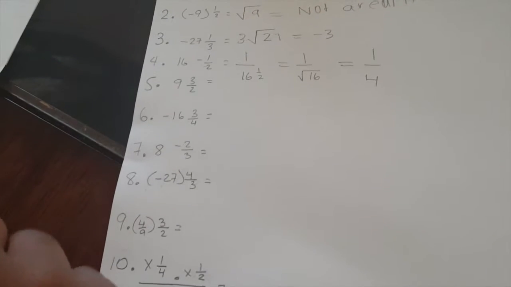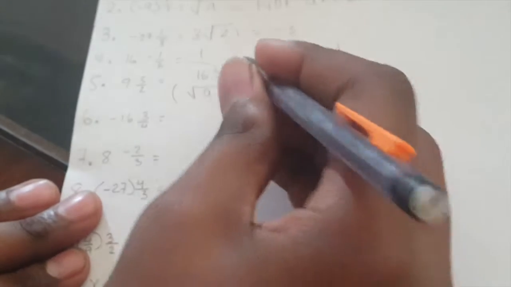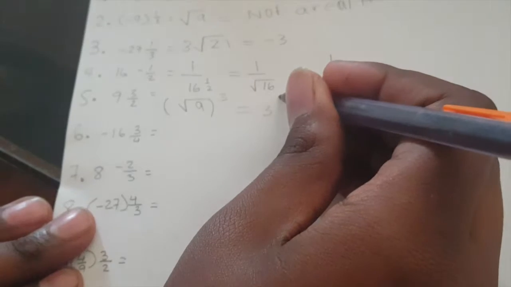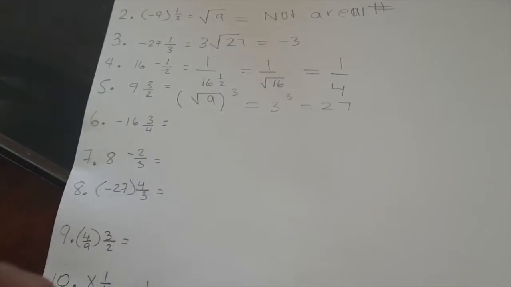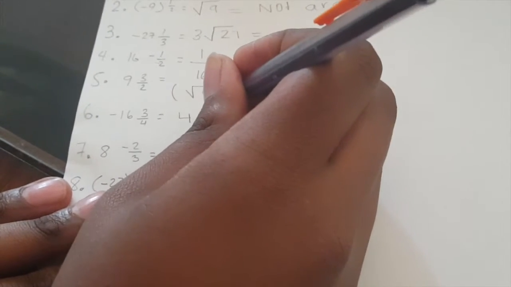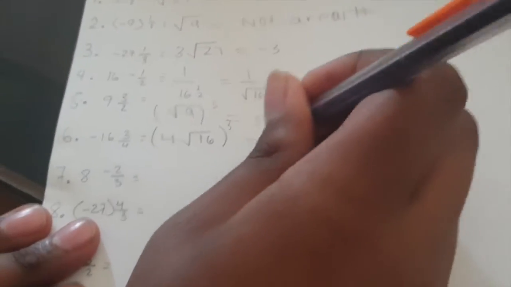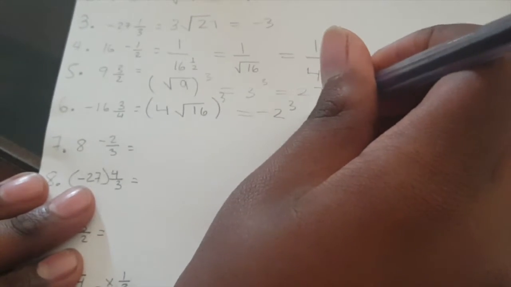For number 5, it's 9 over 3 to over 2. So then you would square root 9 and put that to the exponent of 3, which is 3 to the power of 3, which is equal to 27. For number 6, to solve this, you would cube root of 16 to the power of 3, and that would be negative 2 to the power of 3, which is equal to negative 8.